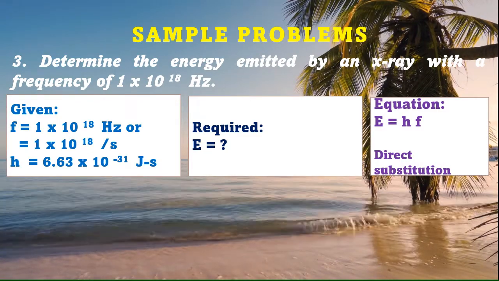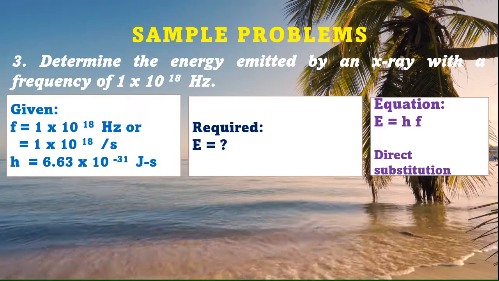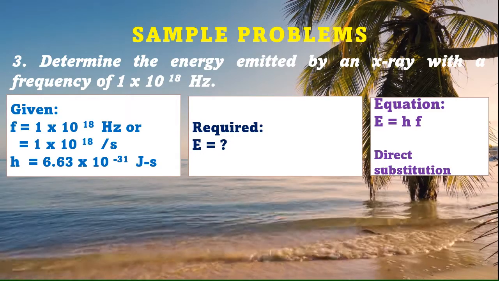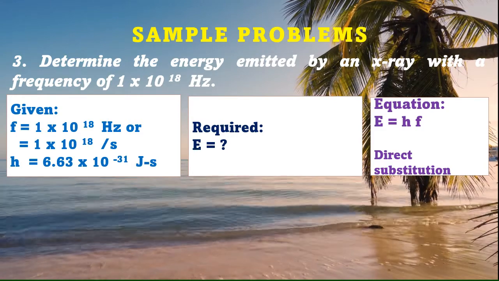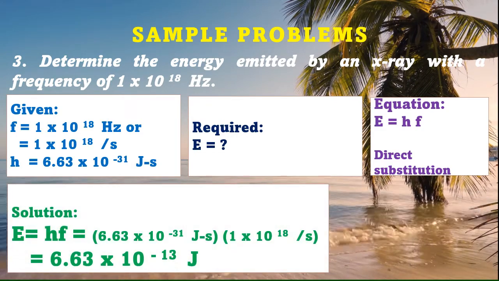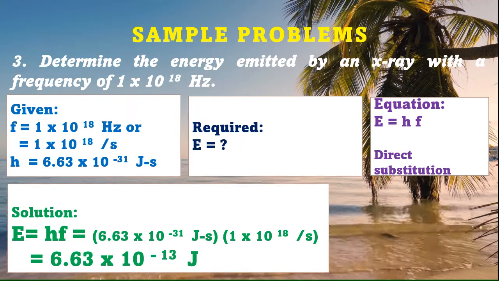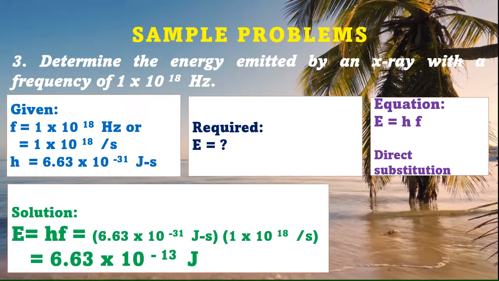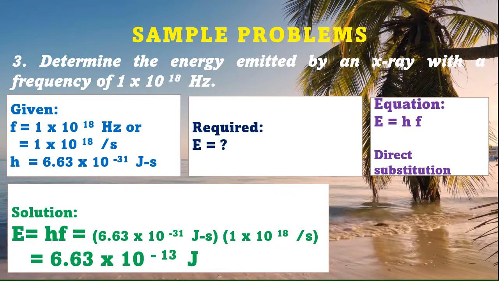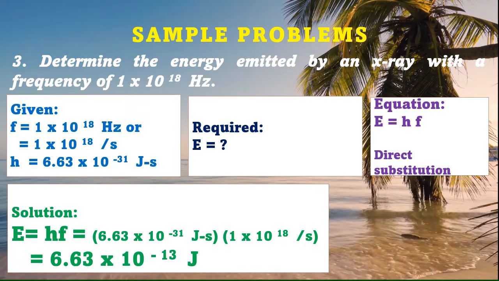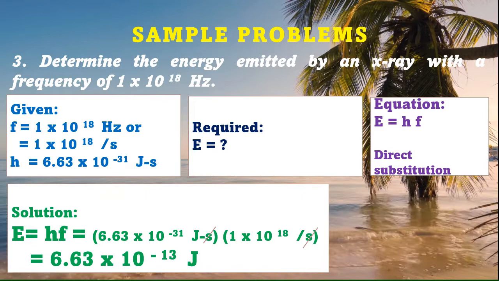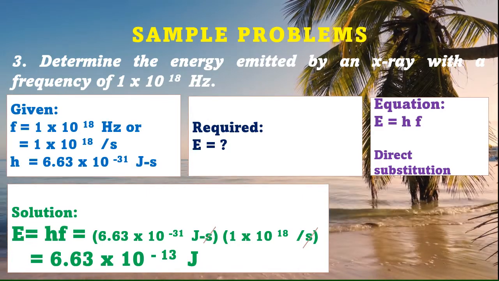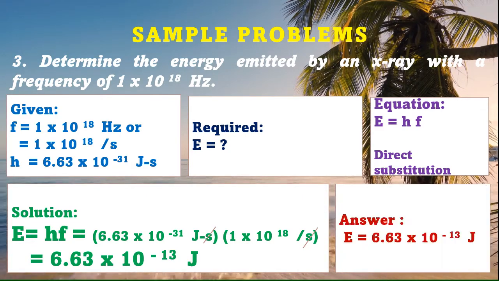We have the original equation E is equal to hf. So we do not have to derive, all we have to do is a direct substitution. And that becomes 6.63 times 10 to the negative 31 multiplied with 1 times 10 to the positive 18. We can cancel units, and that will give us 6.63 times 10 to the negative 13. The answer is the energy is equivalent to 6.63 times 10 to the negative 13 joules.